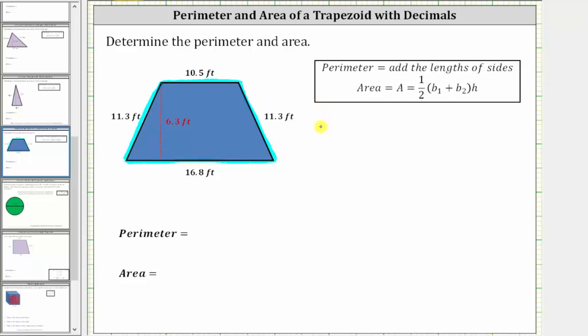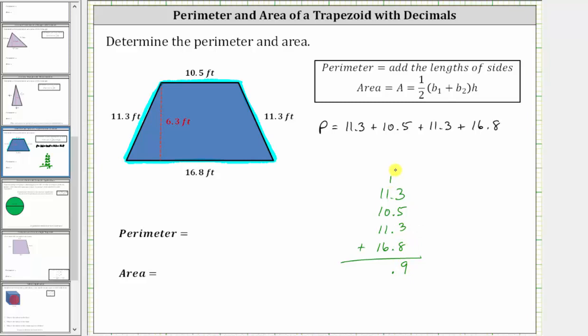So again, the perimeter P is equal to 11.3 feet plus 10.5 feet plus 11.3 feet plus 16.8 feet. Because we have decimals, let's determine the sum vertically, lining up the corresponding place values. Now I bring the decimal point down into the sum and add the rightmost place value. We have 3 plus 5, which is 8, plus 3, which is 11. 11 plus 8 is 19. Record the 9, perform an exchange with the 1.